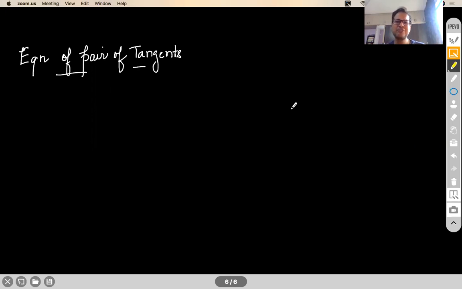Yes, so what is pair of straight lines? See, pair of straight lines, in plain and simple words, is nothing but if you have two lines like this. Okay, let's say one line is like this, another line is like this.